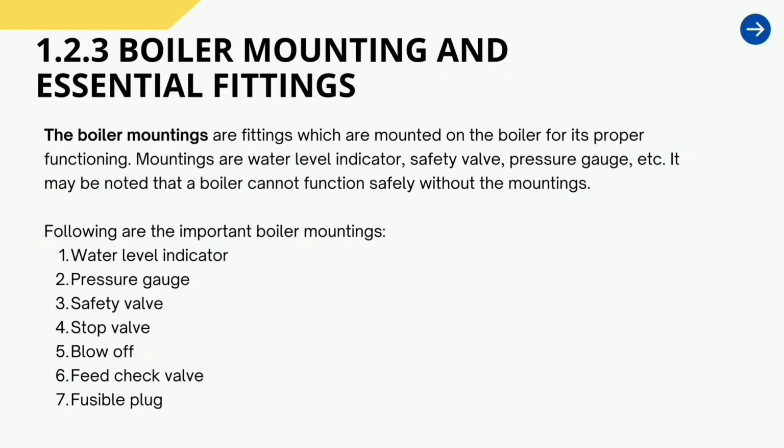Next is boiler mountings and essential fittings. The boiler mountings are fittings which are mounted on the boiler for its proper functioning. Mountings are the water level indicator, safety valve, pressure gauge and others. It may be noted that a boiler cannot function safely without the mountings. Following are the important boiler mountings. The first one is the water level indicator, then pressure gauge, safety valve, stop valve, blow-off valve, feed check valve, and the last one is the fusible plug.